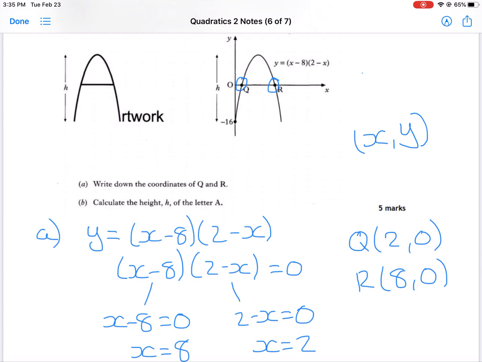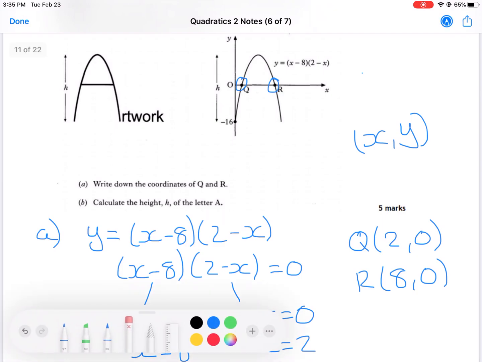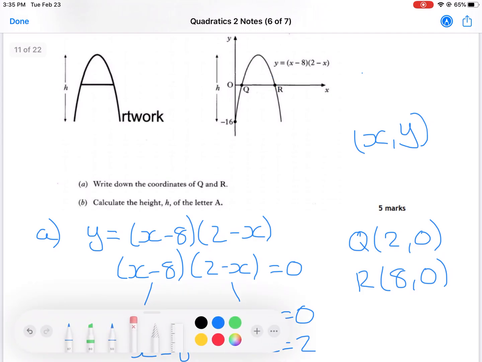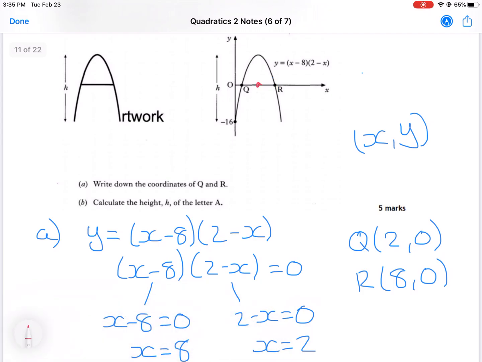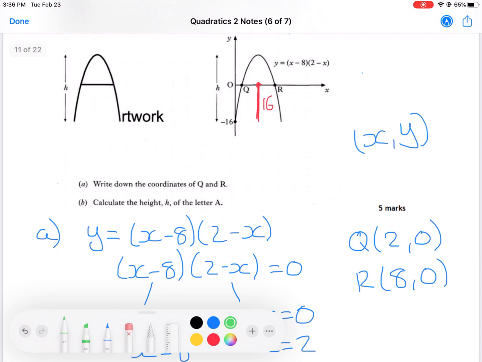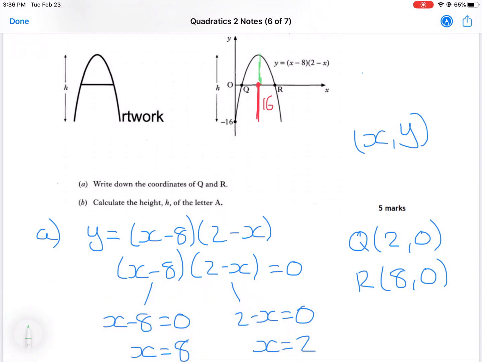Right, so question B, we can find the height of the letter A. The first thing to notice about this diagram is that from the x-axis down to the bottom of the A, we have a length of 16. So 0 down to minus 16, which is a total of 16. Okay, what we don't know is the length from the x-axis to the top of the A.